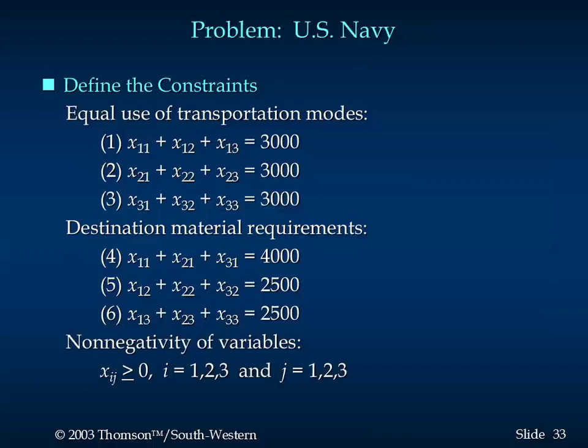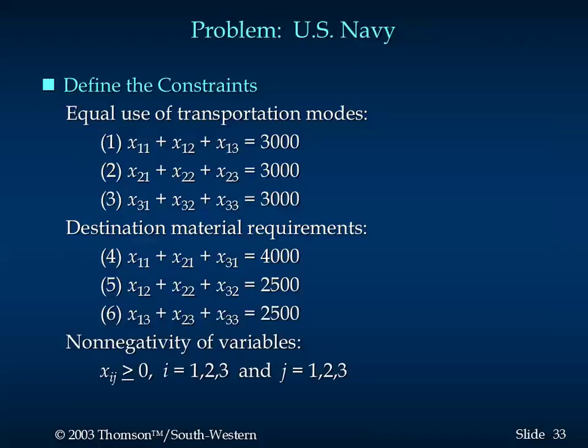So basically, equal use of transportation modes. We have a total of 9,000 units that have to be transported. If we divide them equally, each mode has to transport 3,000 units. So by truck, X11 plus X12 plus X13 must equal 3,000. By railroad, X21 plus X22 plus X23 must equal 3,000. And by aeroplane, X31 plus X32 plus X33 must equal 3,000.